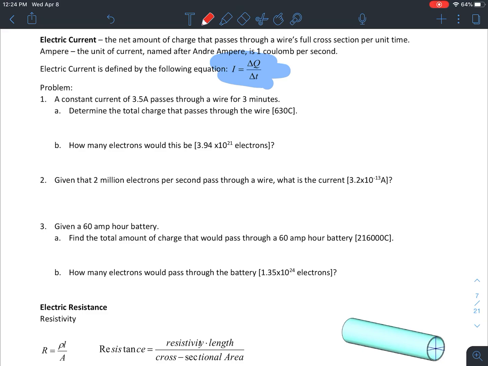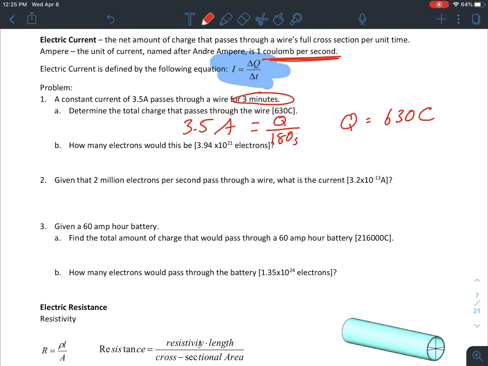So in number 1, we have our equation. We're given that we have 3.5 amps, capital A because it's somebody's name. And we're looking for that total charge, so we're looking for Q. And it's 3 minutes, but if we remember that an amp is a coulomb per second, we need to have our time of 3 minutes in seconds. So what is 3 minutes in seconds? Nice job, Jenna. It's 180 seconds. So we just solve for Q, and we get 630 coulombs of charge.